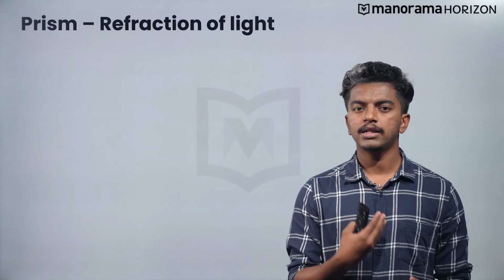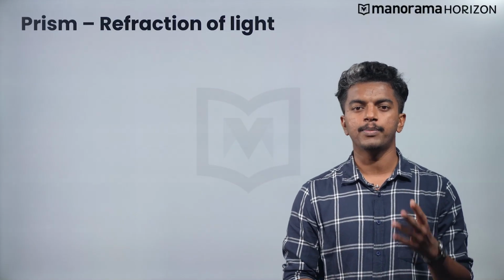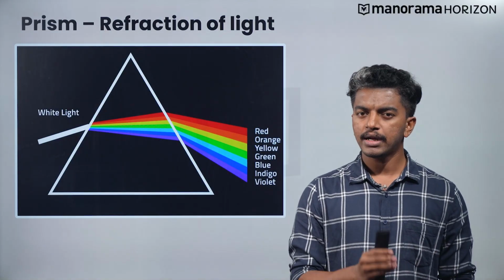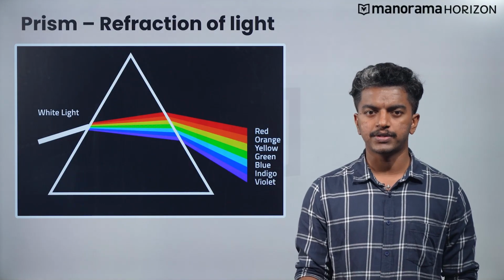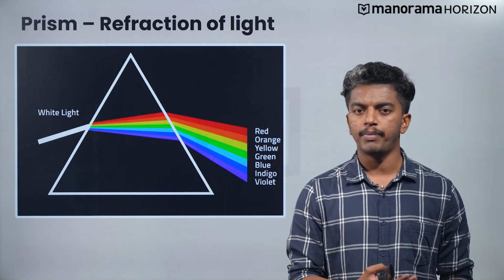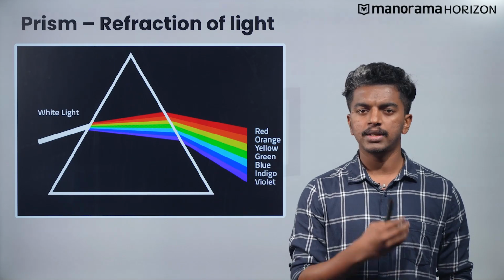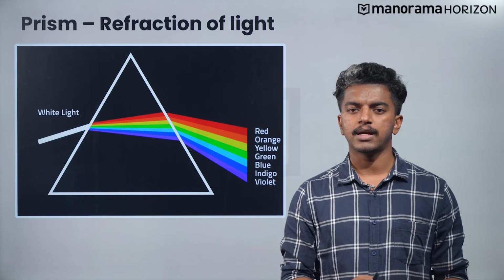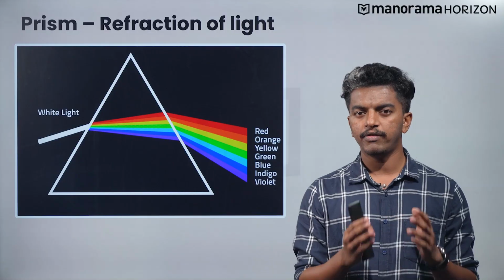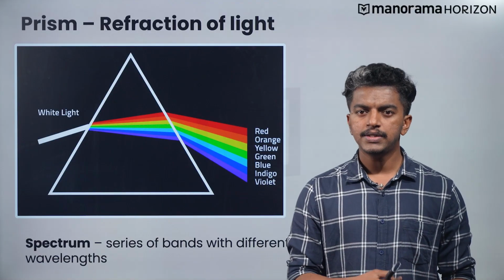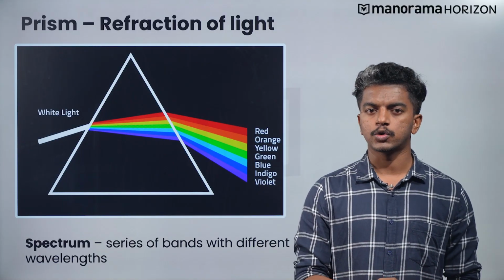Now, let us have another look into the refraction of light in a prism. It is observed that when a ray of white light is passed through a prism, the waves with shorter wavelengths bend more than the ones with longer wavelengths. One thing to note here is that ordinary white light is composed of waves with all the wavelengths in the visible range. This series of colored bands in white light is called the spectrum.